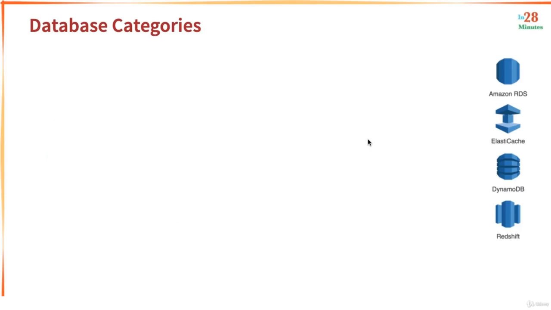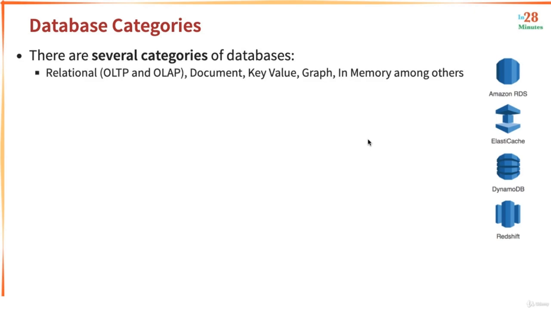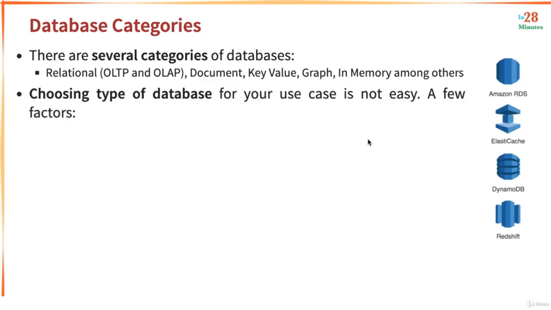Welcome back. Starting this step, let's look at the different categories of database that are present. There are a wide variety of use cases and a wide variety of databases to help you meet the needs of those use cases. Let's look at a high-level overview of the different categories of databases. There are several categories: relational databases, online transaction processing databases, online analytics processing databases. You have document databases, key value databases, graph, in-memory, and a lot of other databases.